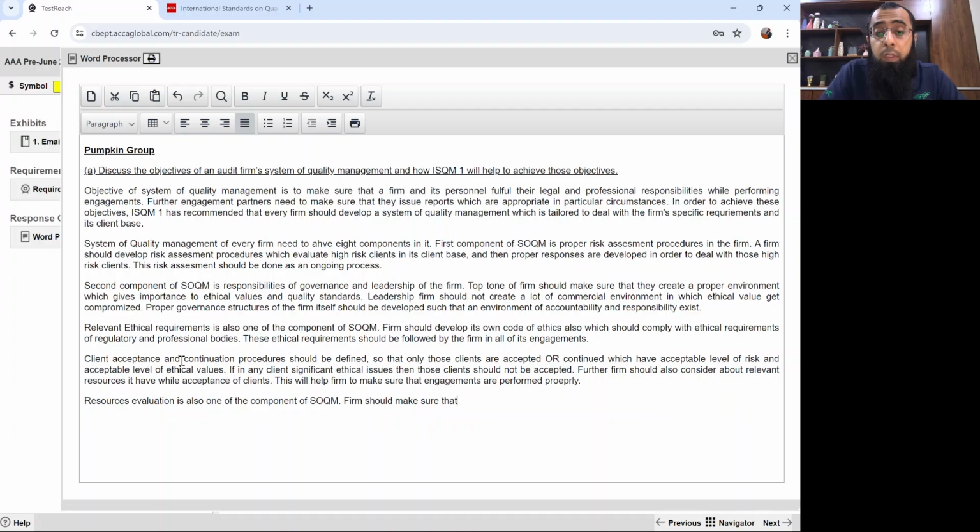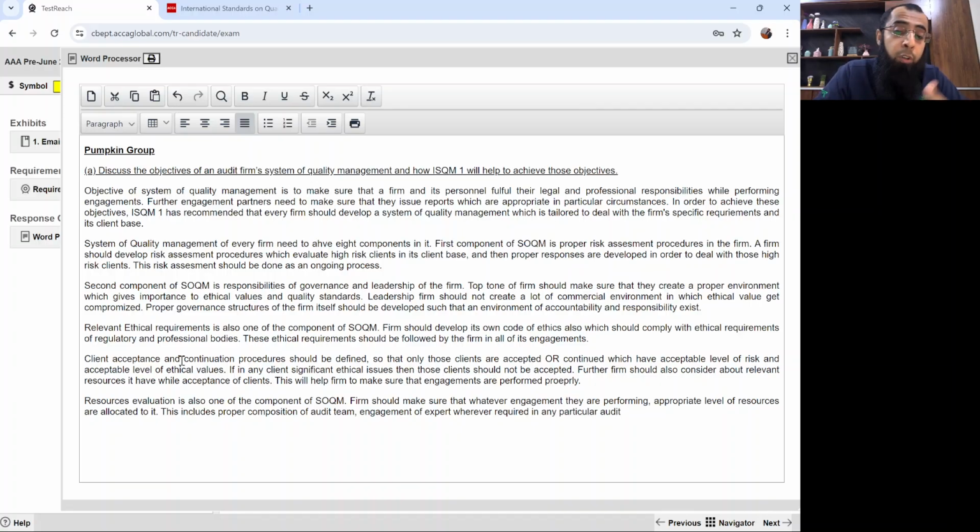Firms should make sure that whatever engagement they are performing, appropriate levels of resources are allocated to it. This includes proper composition of audit team or engagement of expert wherever required in any particular audit. Like for some audits, we need an expert. For some, like in the question which you have read, just the jewelry issue, you need an expert for that. So wherever we need an expert, those experts are engaged. So proper composition of audit team, engagement of expert wherever required, and availability of any technical softwares required to perform audit in a quality manner.